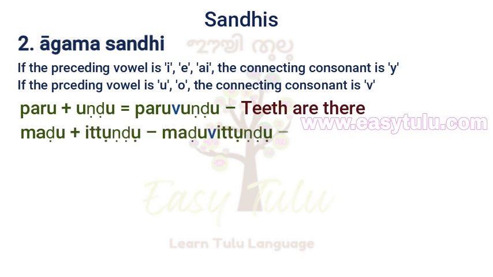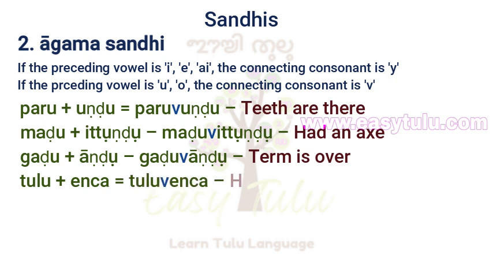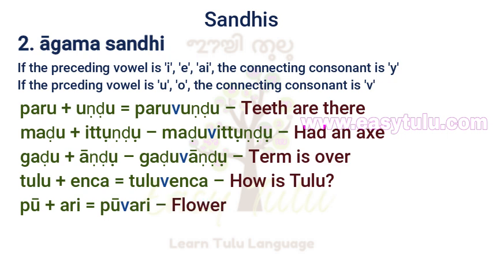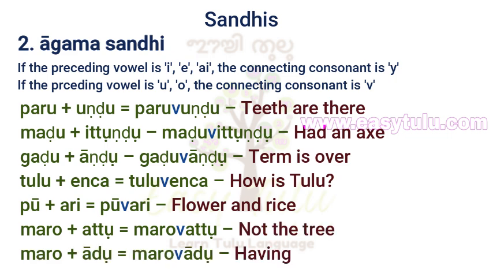Madu plus ittundu, maduvittundu, had an axe. Gadu plus aandu, gaduvandu, term is over. Tulu plus encha, tuluvencha, how is Tulu? Poo plus ari, poovari, flower and rice. Maru plus attu, maruvattu, not the tree. Maru plus adu, maruvadu, having become a tree.